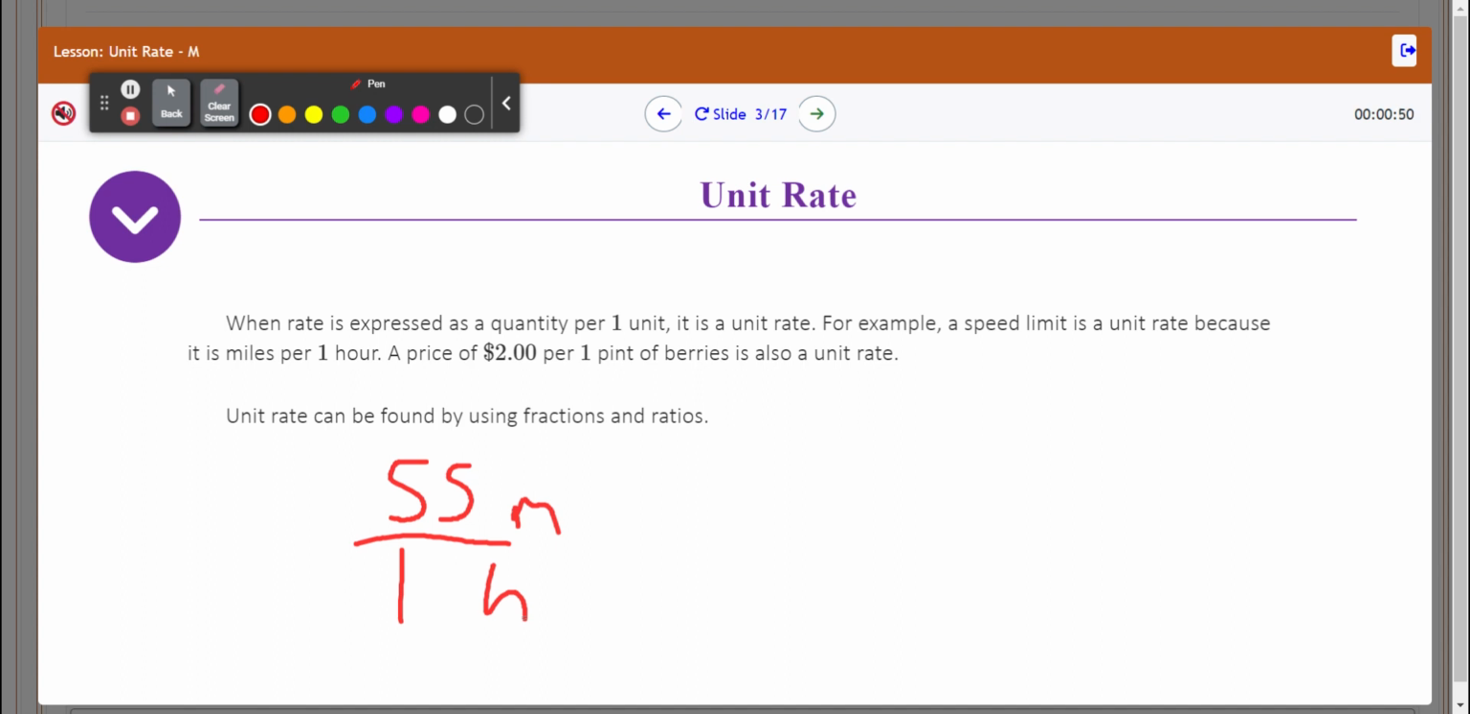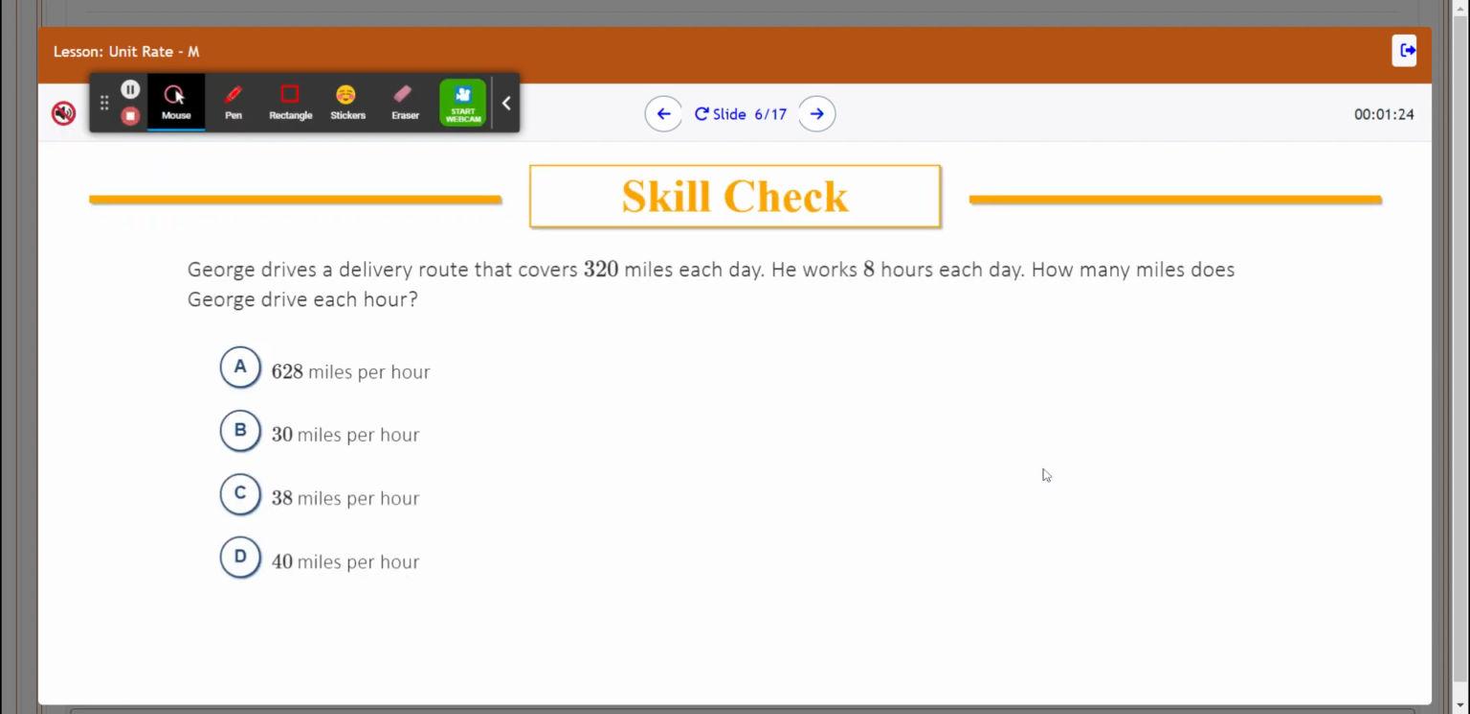Or if something costs $4 per pound, that's a unit rate. It tells us how much per one, whatever that unit is, it's telling us how much it is per one. So let's look at this problem.